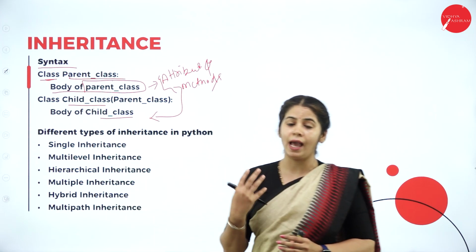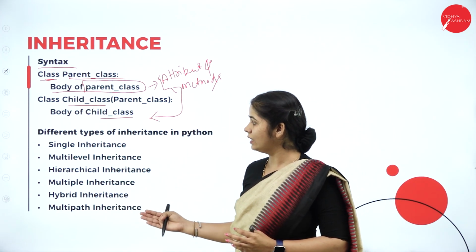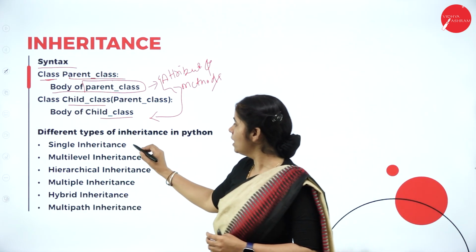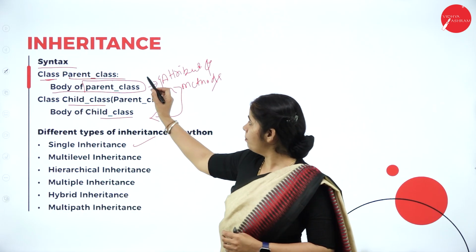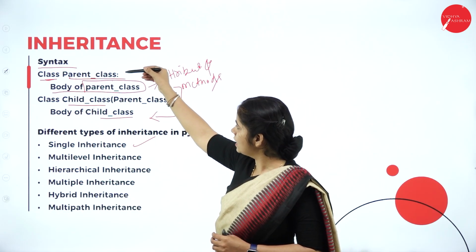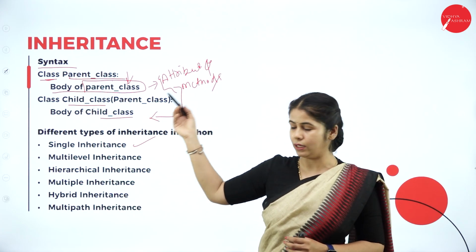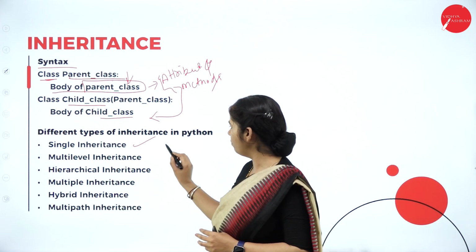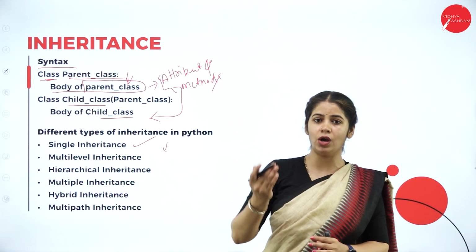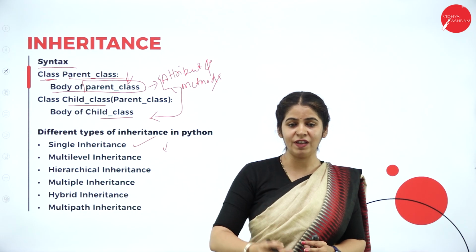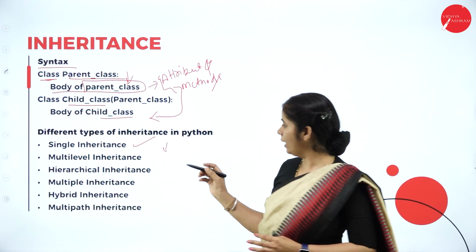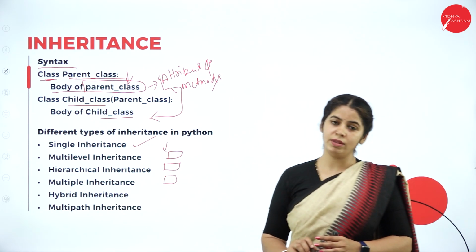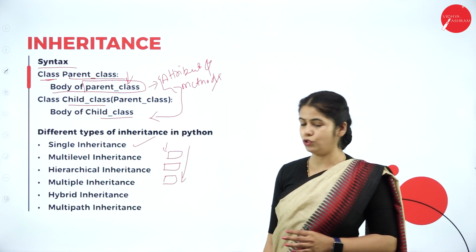Then how many different types of inheritance are there? We define 6 different types of inheritance. One is single inheritance, where in the simple procedure a child class inherits the properties of the parent class. That is single inheritance. Then multi-level inheritance. It's exactly the same as you inheriting some of the properties or features of your grandparents. The minimum we have in multi-level is 3 levels of inheritance.